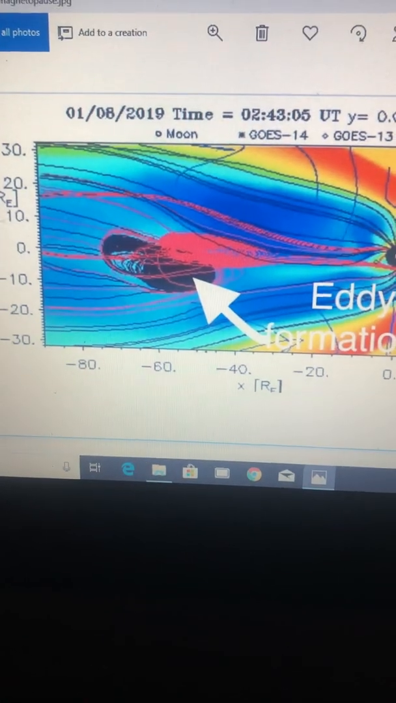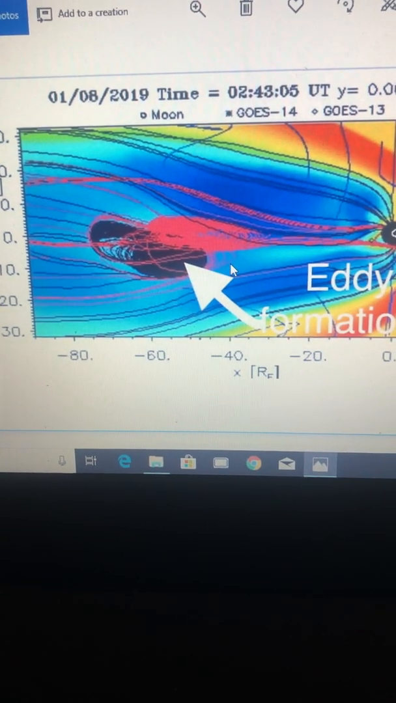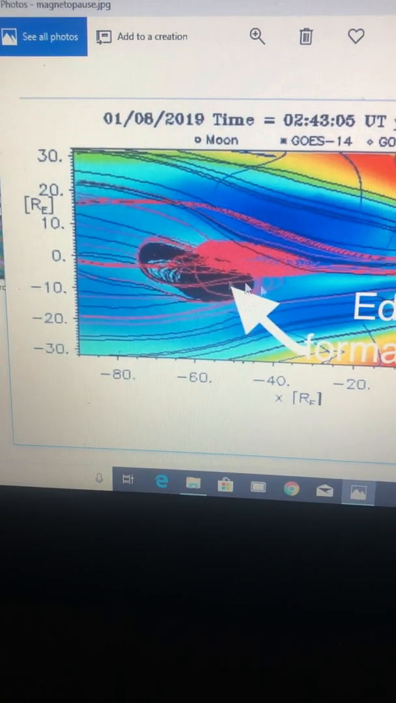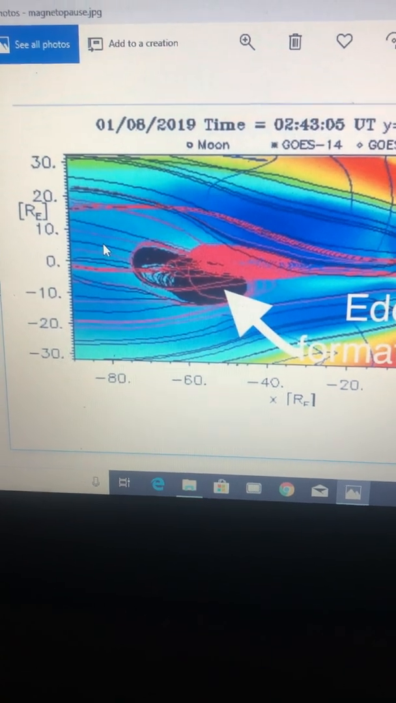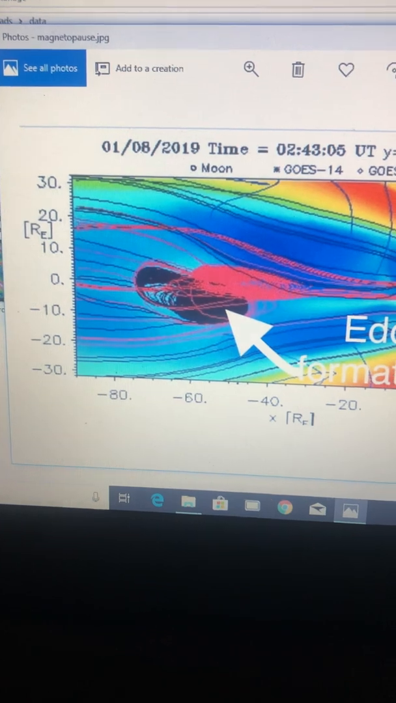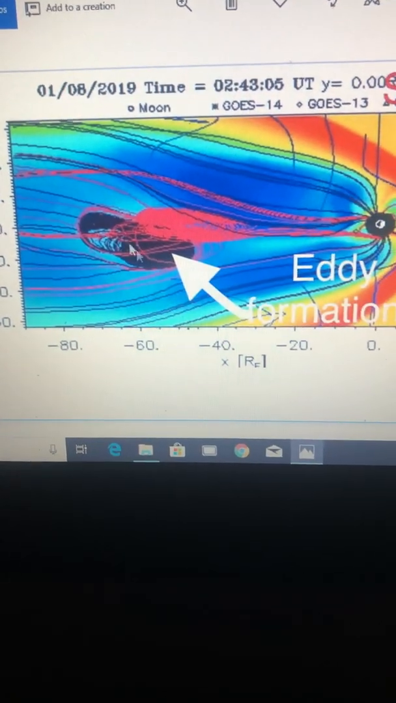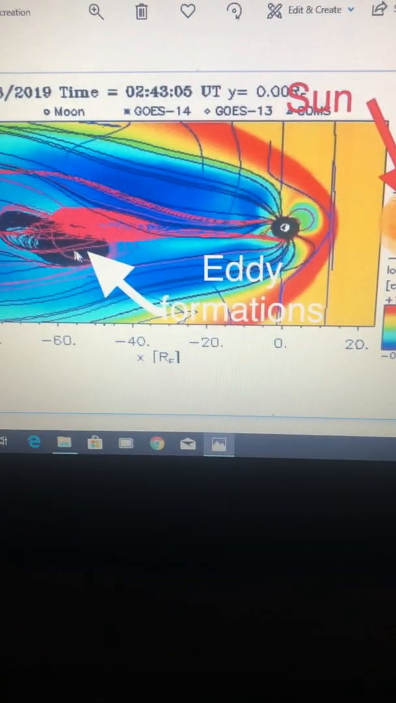This happens as well when the moon is behind Earth. Okay? When we get a full moon, it means it's behind Earth, okay? So that can cause eddy formations too, because the particles can literally bounce off the magnetics of the moon and directly go back to Earth, into the tail, and cause eddy formations again, okay?